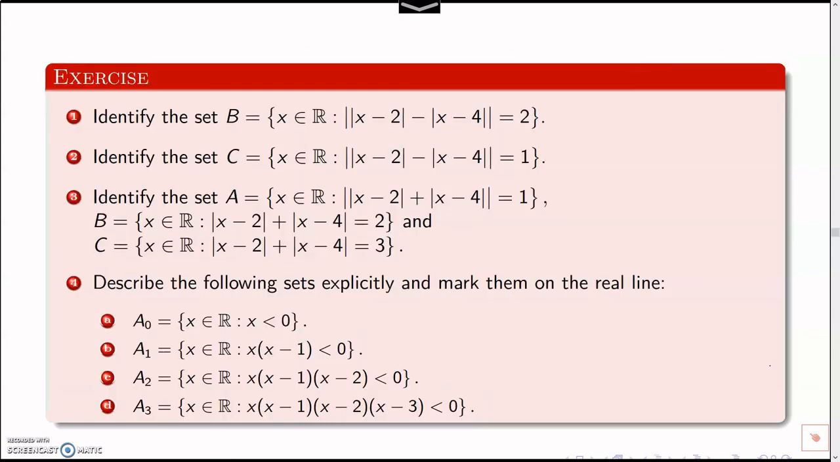These are some exercises for you all, similar to the ones which I have done in the previous slide. Identify the set B of all real numbers such that this modulus is equal to 2. So these are similar ones which we have already discussed. We can have a look at these in the live session.